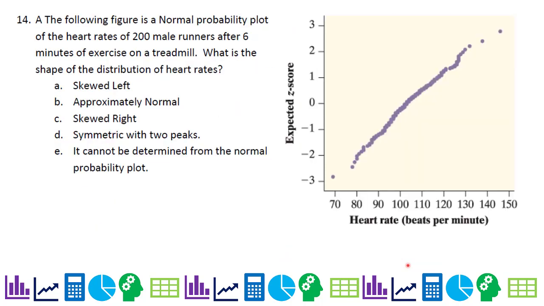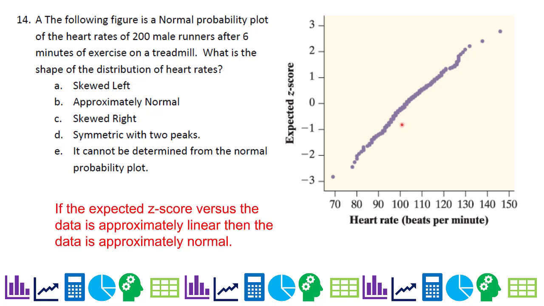Number 14. The following figure is a normal probability plot of the heart rates of 200 male runners after 6 minutes of exercise on a treadmill. What is the shape of the distribution of heart rates? So basically what we're looking at, the z-scores, now you can see there's more data here and less data here, but the z-scores kind of correspond to their position numerically. So if the z-scores kind of match and it's linear like this, then we consider that to be approximately normal. Approximately normal, okay? So that is your answer there.